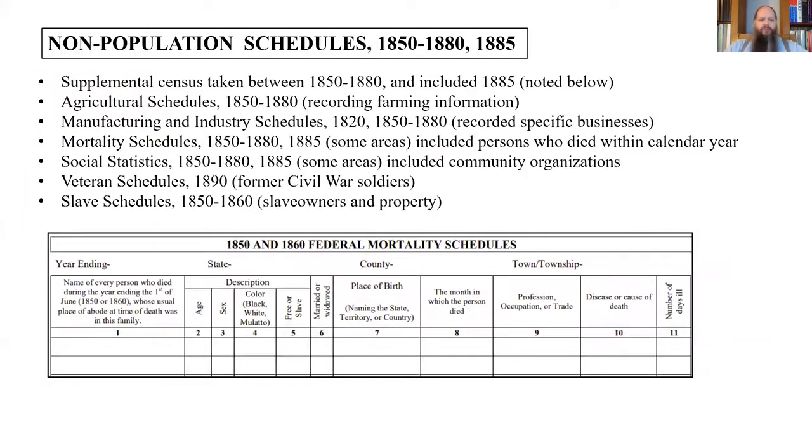Finally, the non-population schedules are the last thing that I wanted to focus on. These are, again, the supplementary schedules that were taken. I've noted all of these in part one and part two throughout these two sessions, including agriculture, farming information, manufacturing industry, including specific business details, mortality, including deaths, social statistics, including community organizations, veteran schedules, including the former Civil War soldiers, and of course, the slave schedules that I talked about in part one, not only talking about the slaves themselves, but the slave owners owning their property or chattel.